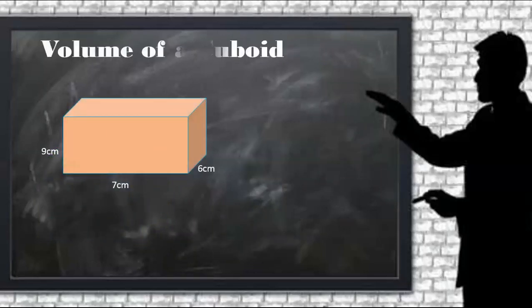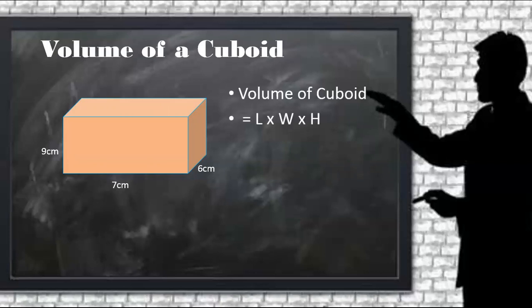Now let's talk about the volume of a cuboid. As you can see in the cuboid, the length, width, and height are not similar. The cuboid is a 3D shape of a rectangle, so when we multiply the length by width by height, we get the volume of a cuboid, which is 378 centimeter cube.